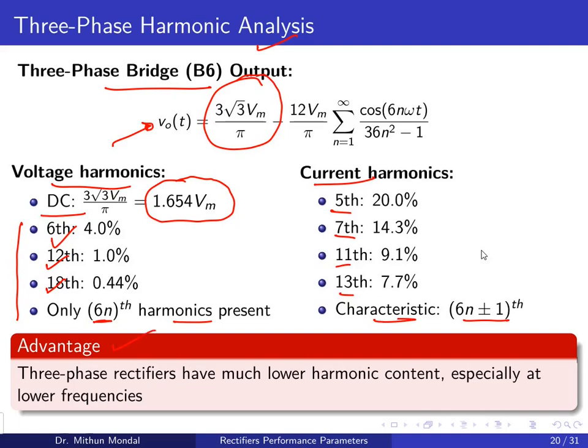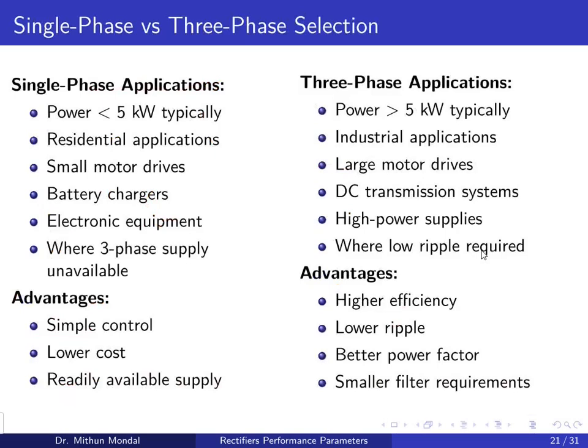So what are the advantages? Three-phase rectifiers have much lower harmonic content, especially at lower frequencies. So when we do the harmonic analysis, we find the three-phase configuration is better as compared to single phase, especially at the lower frequency. Now, in terms of applications, we can compare single phase and three phase.